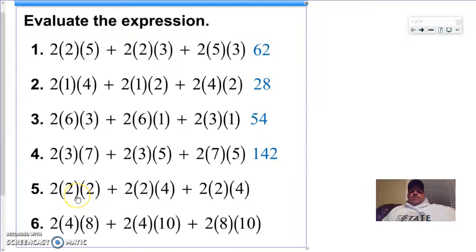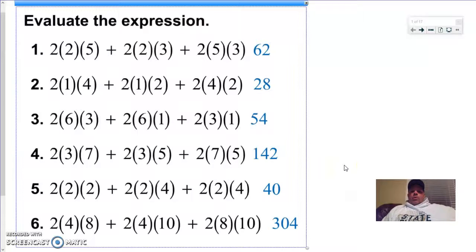2 times 2 times 2 is 8. 2 times 2 is 4 times 2 is 16. And we have another one of the same problem, so we've got a 16 there. That gives us our answer of 40. Over here, I've got 64. I've got 80. And I've got 160 for a total of 304.